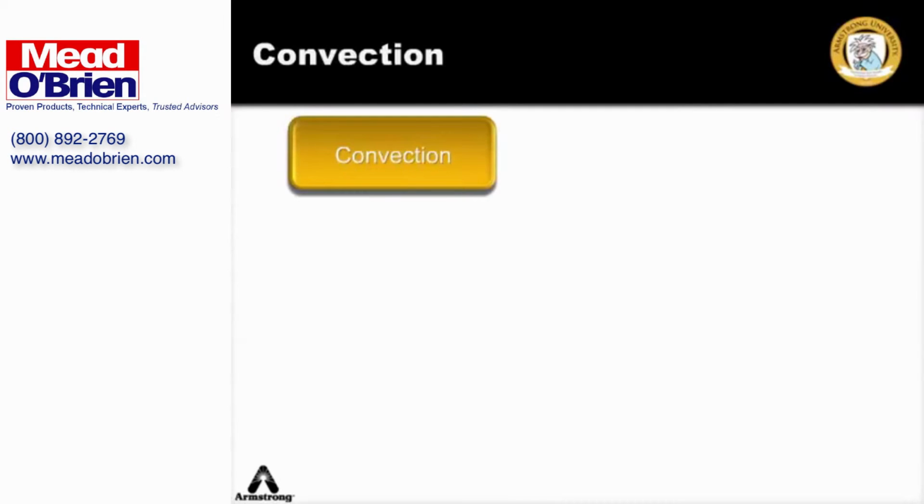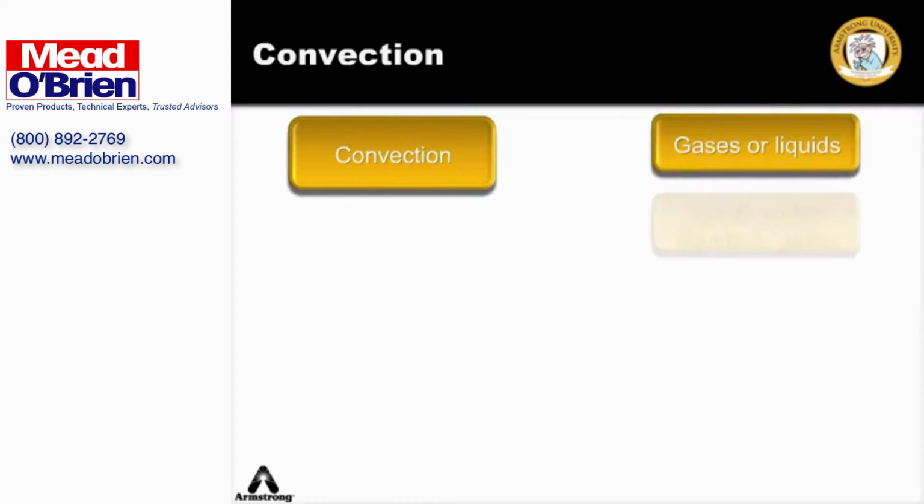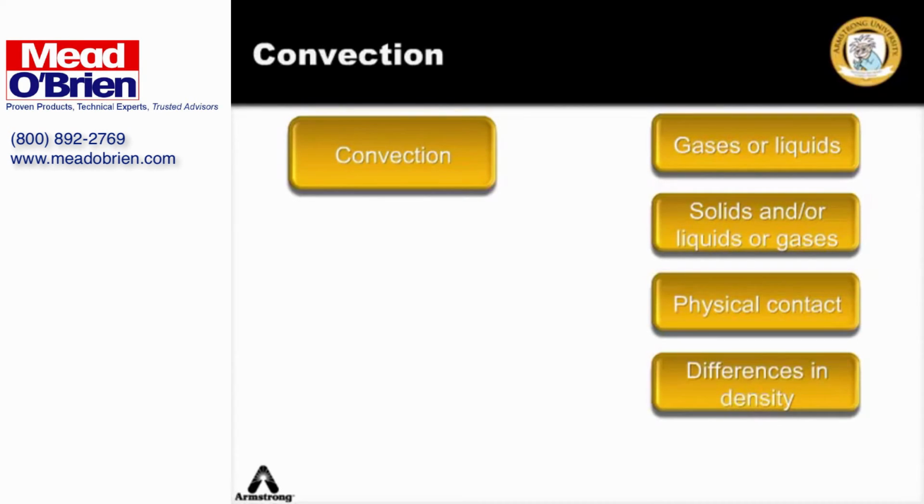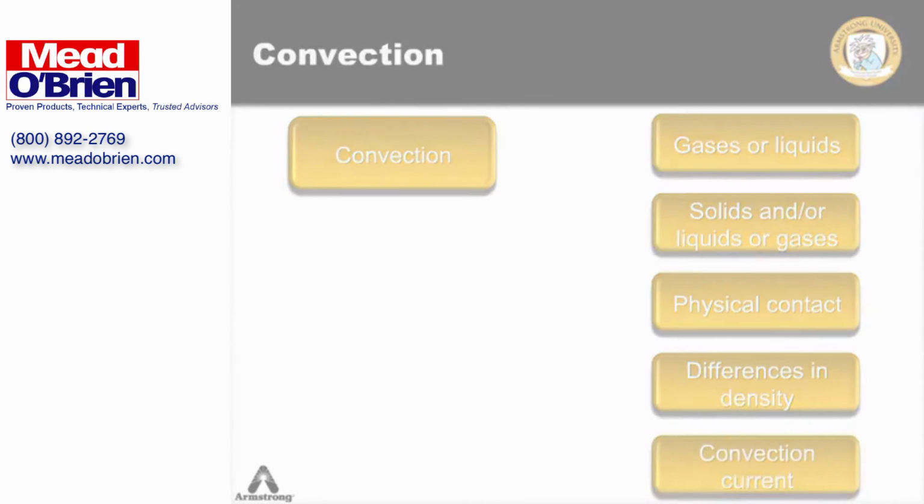Convection is the form of heat transfer that takes place within gases or liquids or between solids and liquids or gases. Convection causes the air from your heating system to be distributed throughout the room. Convection also requires physical contact. It takes place because of the difference in density in fluids as they are heated and cooled. Liquids or gases are heated and become less dense and rise. As they cool, they become denser and fall. In a system, this cycle of movement is called a convection current.